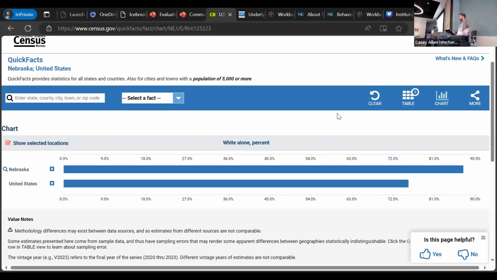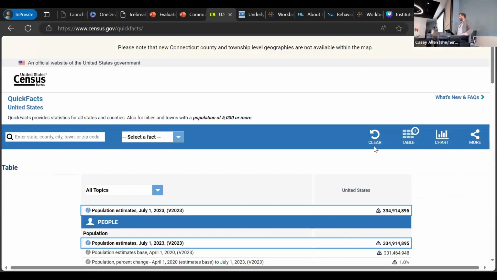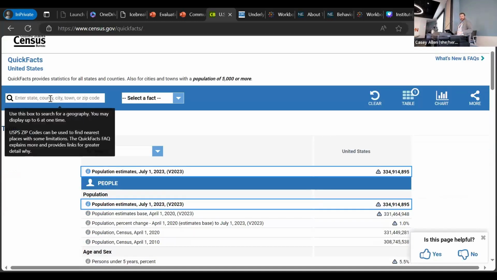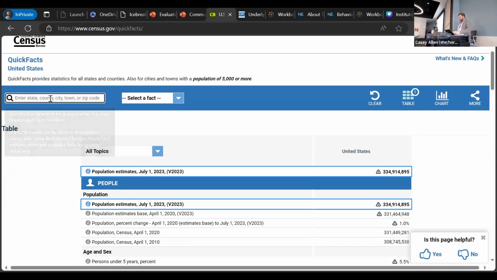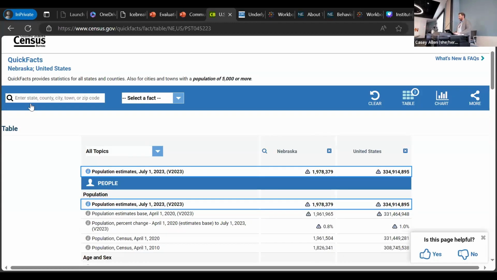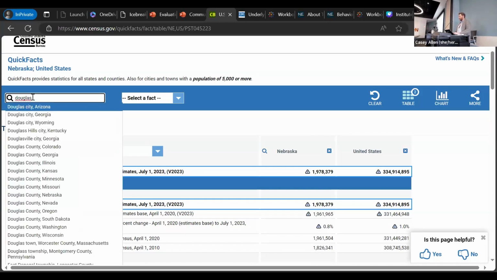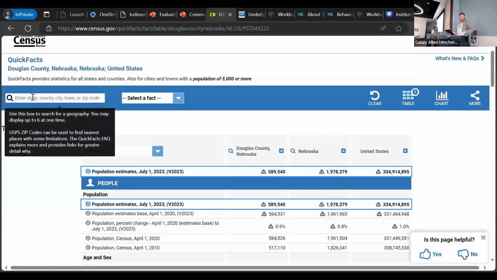Now, you can go ahead and clear all of the information by clicking the clear button and start over from scratch. So I'm going to select Nebraska, and I'm also going to look at Douglas County. And I'm going to look at Thurston County.